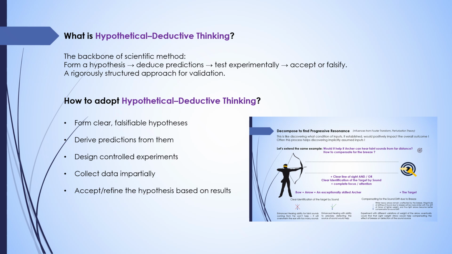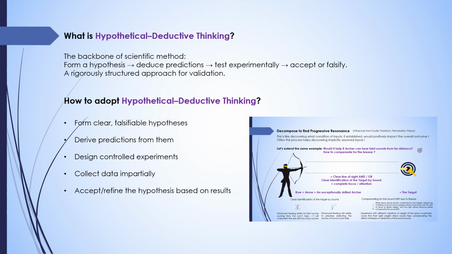Hypothetical deductive thinking is the thinking style that turns curiosity into validated knowledge. It is the backbone of the scientific method, and at its heart, it follows a simple loop. Form a hypothesis, deduce what should happen, test it, and then accept or reject it based on evidence.